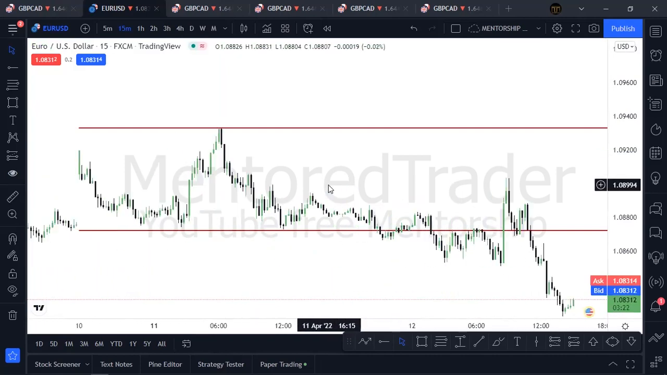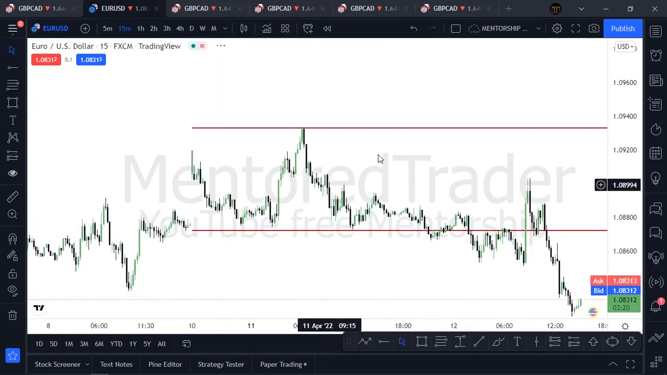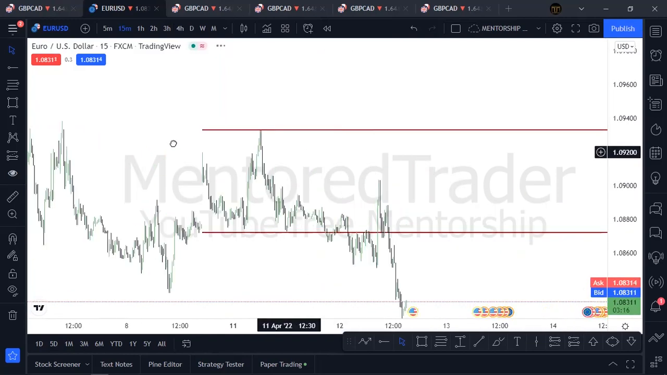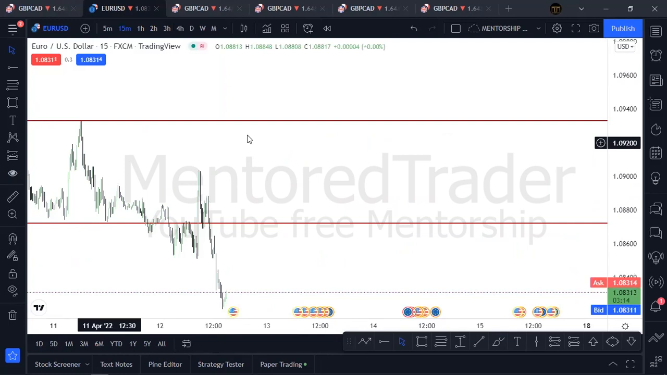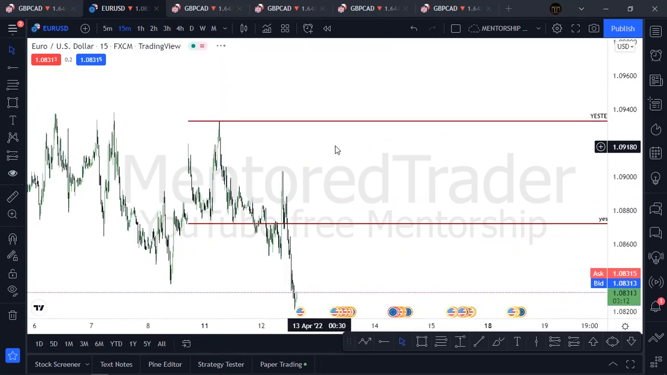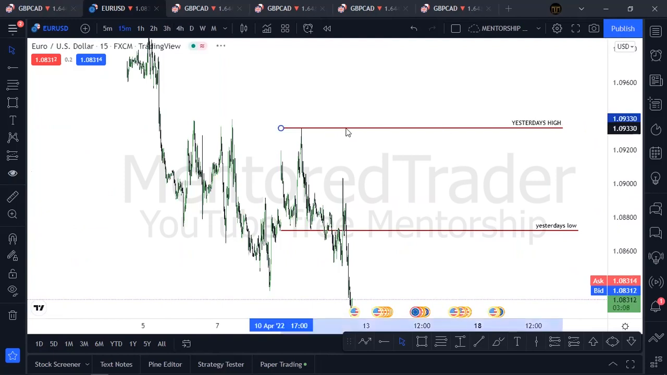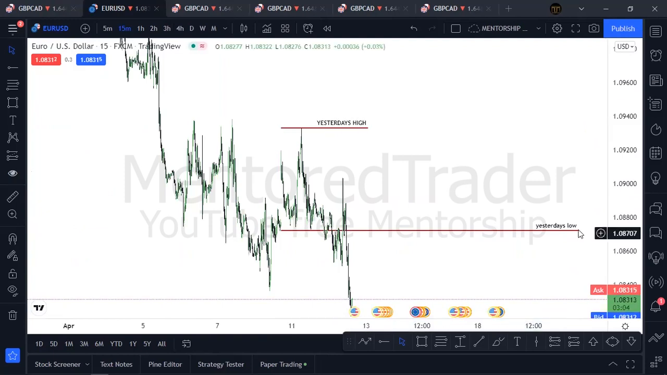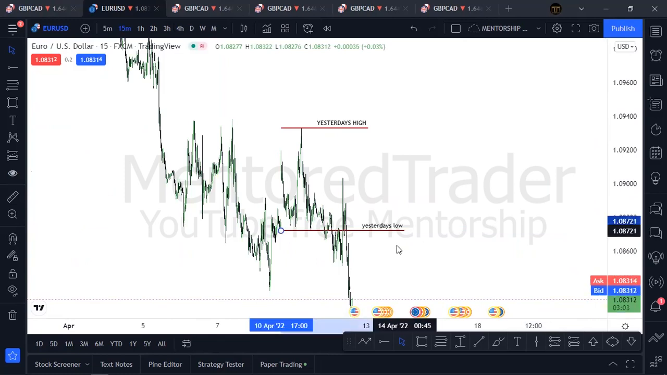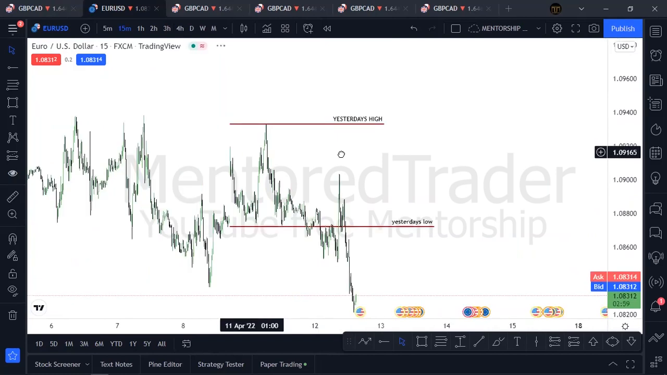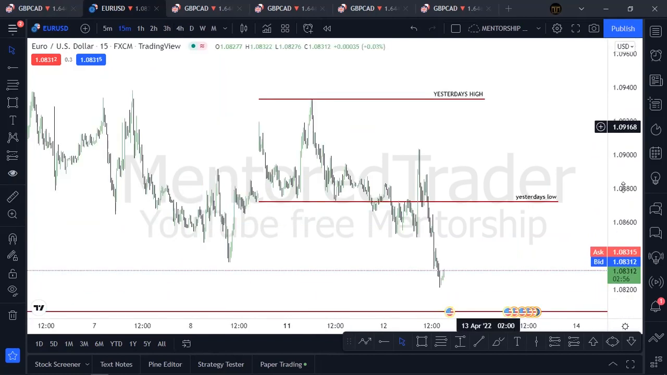So now we look at price action here. Okay, let me see which level is that one. Yesterday's high, up there. Now we look at the price range here. Yesterday's low. Okay, I'm doing this on a 15 minutes time frame.